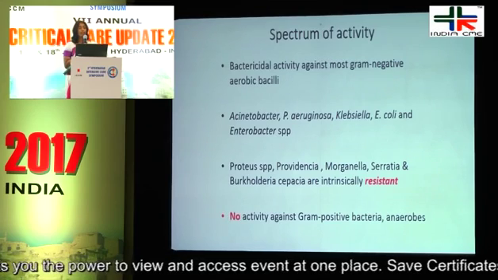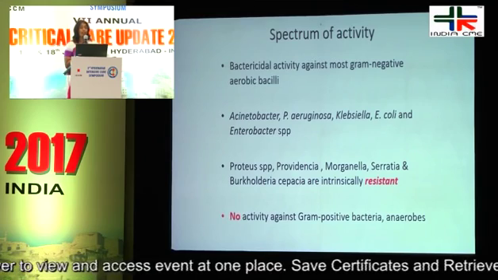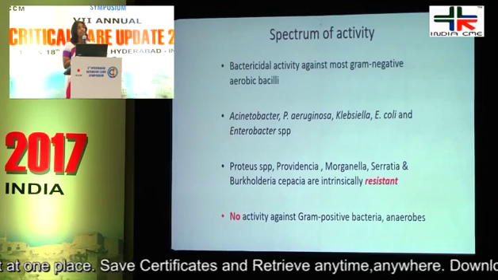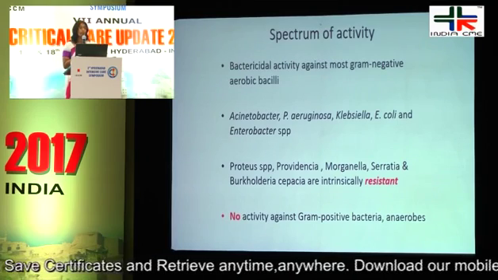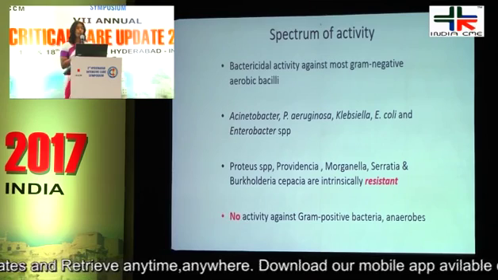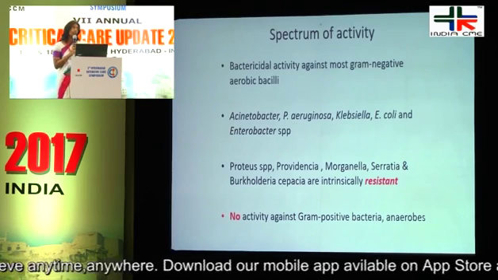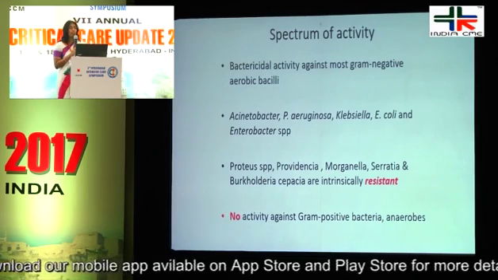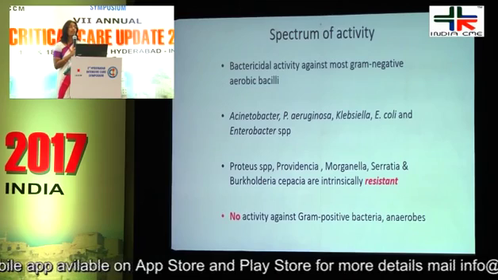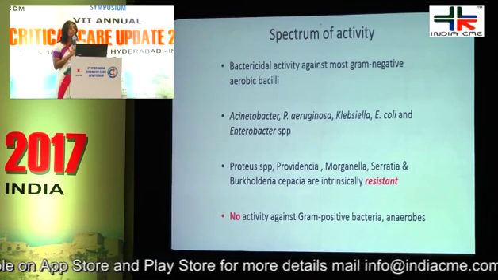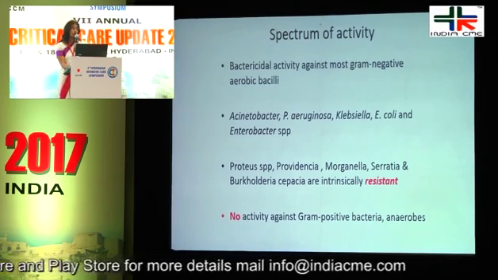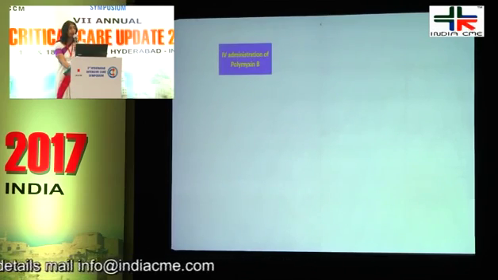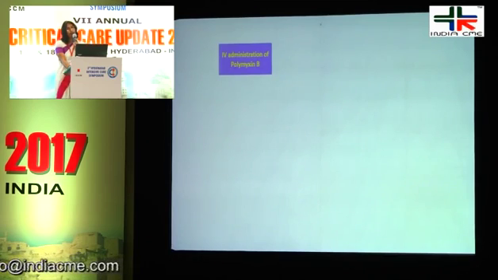They are most active against Acinetobacter, Pseudomonas, Klebsiella, E. coli, and Enterobacter. There are certain organisms that are intrinsically resistant to polymyxins: Proteus, Providencia, Morganella, Serratia, and Burkholderia. Against these organisms, any gram-positive bacteria like MRSA and Enterococci, and against anaerobes, we never use polymyxins. So their spectrum is essentially confined to gram-negative aerobes: Acinetobacter, Pseudomonas, Klebsiella, E. coli, and Enterobacter. So let us have a look at the pharmacokinetics.